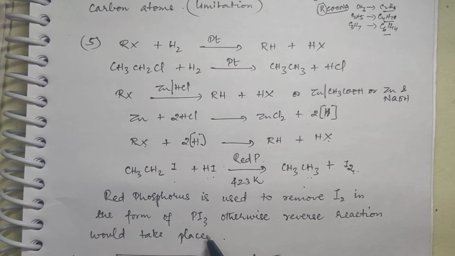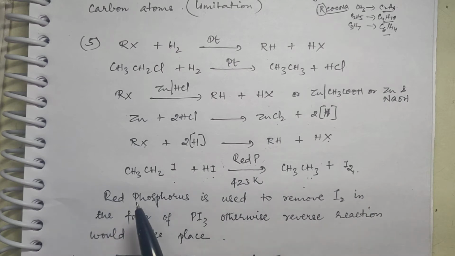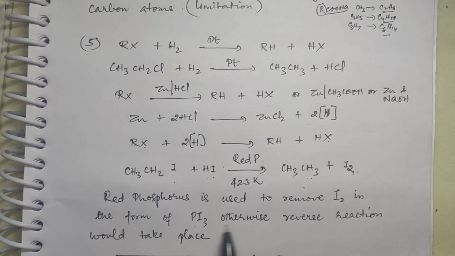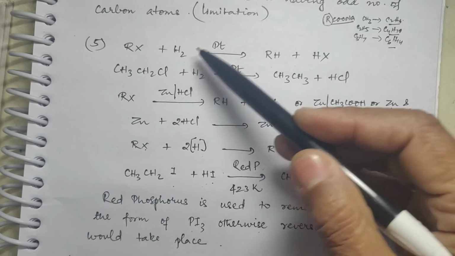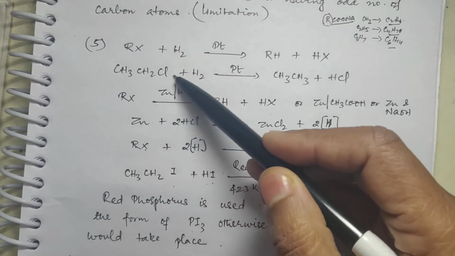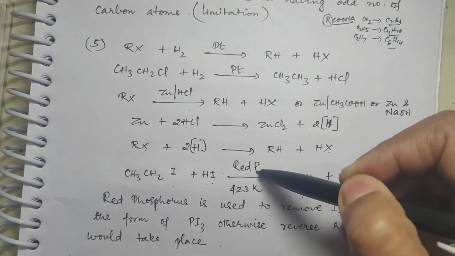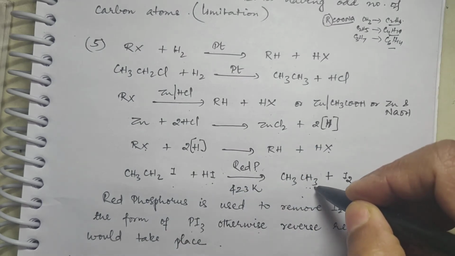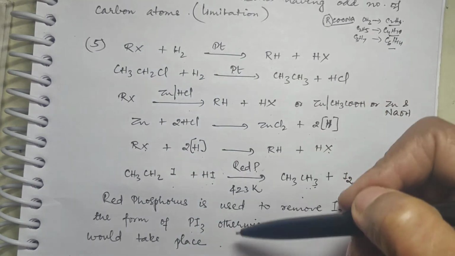Phosphorus triiodide will be formed. Then iodine is not available for the reverse reaction to take place. So reverse reaction will not take place. So red phosphorus is used to remove iodine in the form of PI3. Otherwise what will happen? Reverse reaction would take place. Is that clear? So from RX, how can you get alkane? You can either use hydrogen in the presence of platinum or nickel or palladium, or you may treat it with zinc and HCl to give you the corresponding alkane, or you may use HI in the presence of red phosphorus, that will also give you alkane. So one way from alkyl halide is any one of these three.